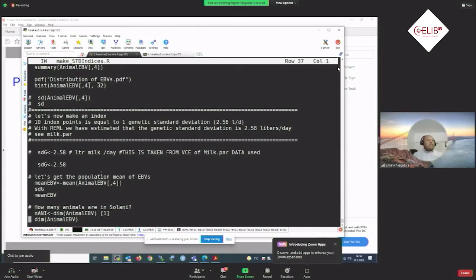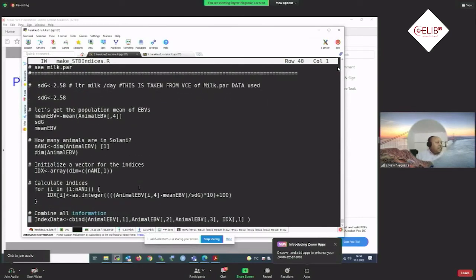So if a cow in this standardization, for example, had an index of 110, that means that cow has a genetic potential for 2.58 kilograms of milk over and above the population average. If it has 90, then it is one genetic standard deviation below the population average. So the farmer can use it: anything above 100 is a good animal, anything below 100 is a poor animal. So I read the breeding value file and I made my genetic standard deviation.